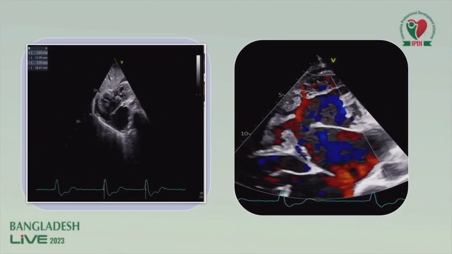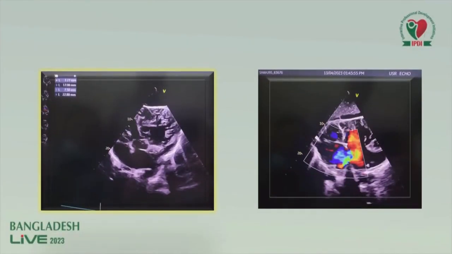Here is the measurement, very much typical. The non-compacted part is around 21 millimeter and the compacted part 5 millimeter. Previously was the right ventricular measurement. Here is the left ventricular measurement. Here also the same thing. The non-compacted part is large if you compare it with the compacted part.